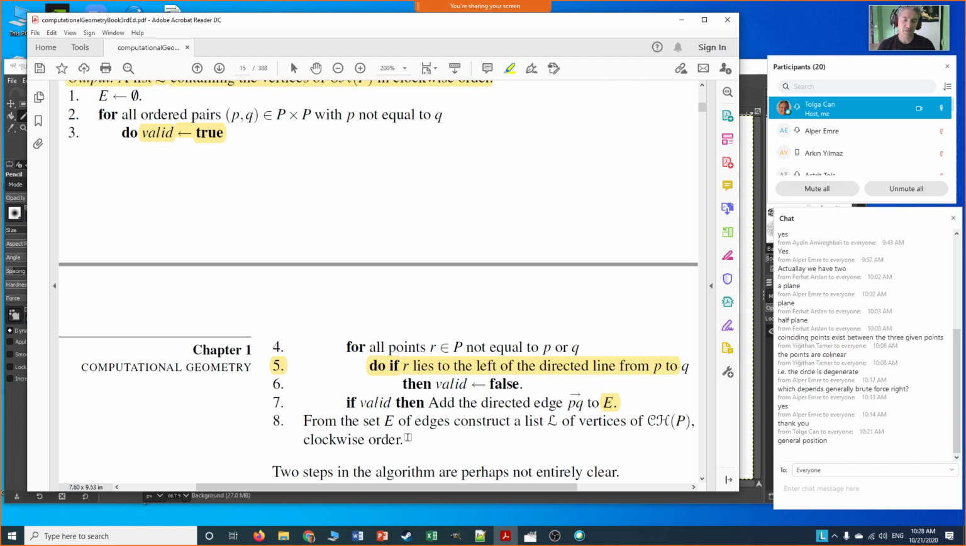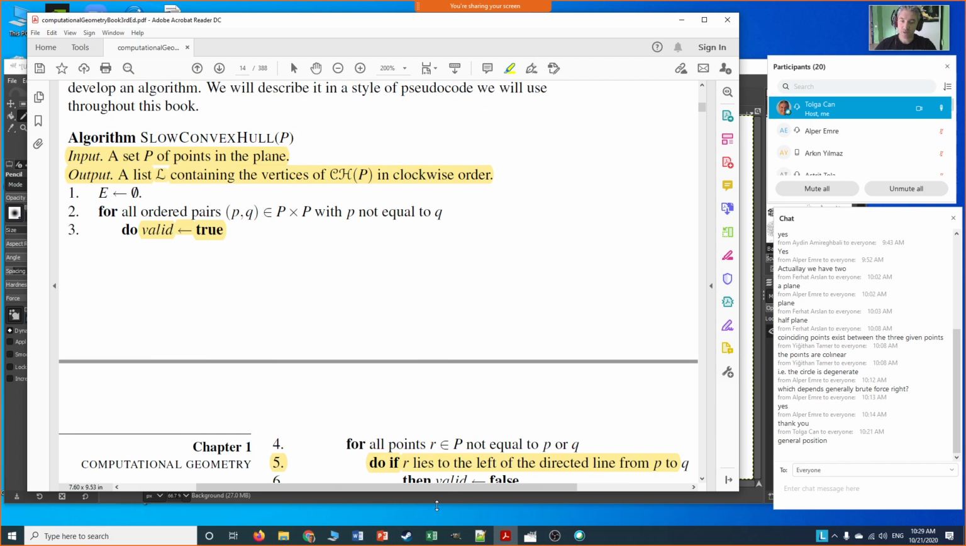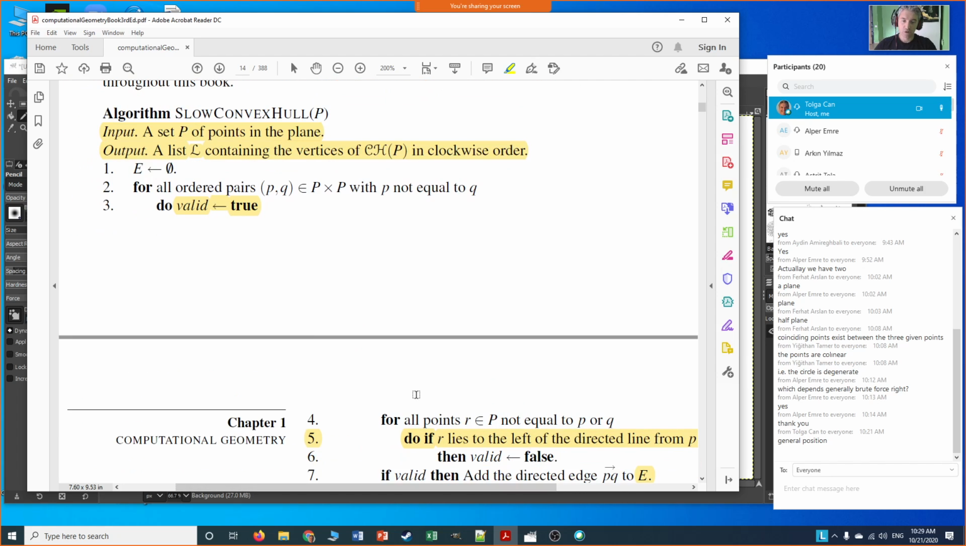You could have an expected linear algorithm, or it's easier to do that in n log n time if you sort your edges with respect to their starting points, for example. Then you can have an n log n algorithm easily. But even having n squared here, it doesn't matter, because the dominating part of the algorithm is steps 2 to 7, which will already take n cubed time. So even if you have an n squared algorithm here, the overall running time complexity will be n cubed. All right, so that's the slow convex hull.